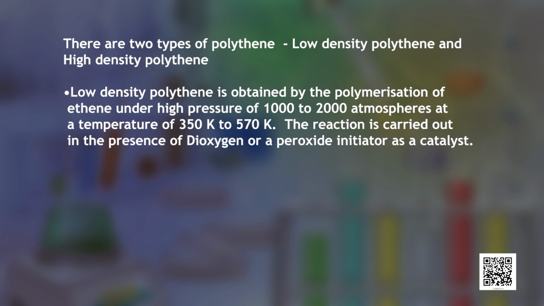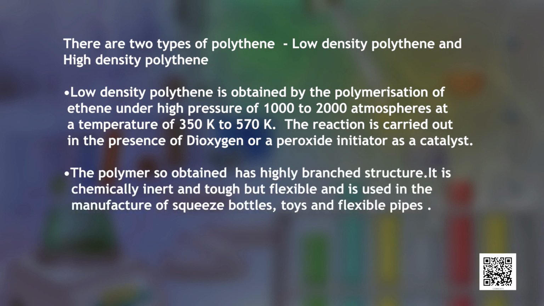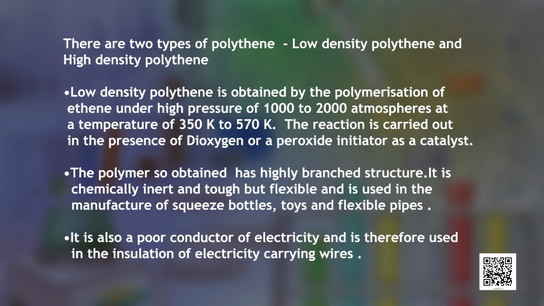This reaction is carried out in the presence of dioxygen or a peroxide initiator as a catalyst, and the polymer so obtained has a highly branched structure. It is chemically inert and tough but flexible, and therefore, it is used in the manufacturing of squeeze bottles, toys and flexible pipes. It is also a poor conductor of electricity and is therefore used in the insulation of electricity carrying wires.